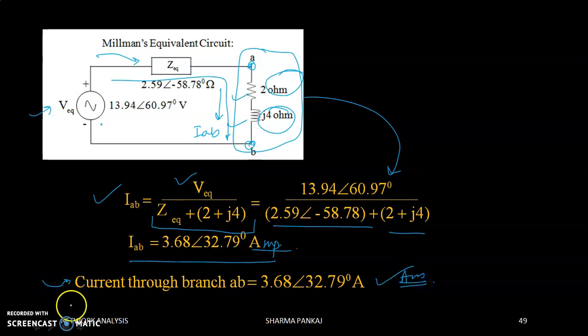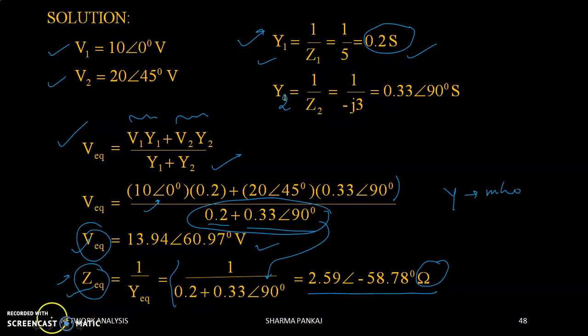This was so easy to understand. Millman theorem is actually the combination of Thevenin's theorem and Norton's theorem, but we are not going to apply Thevenin and Norton separately. This is the way we are doing this. This is the master solution.